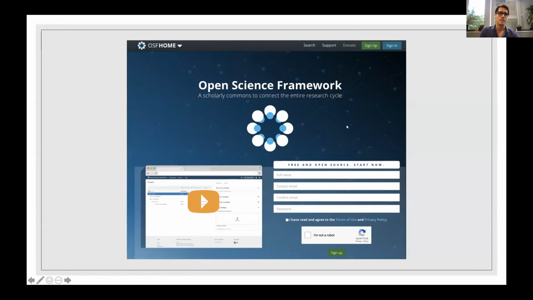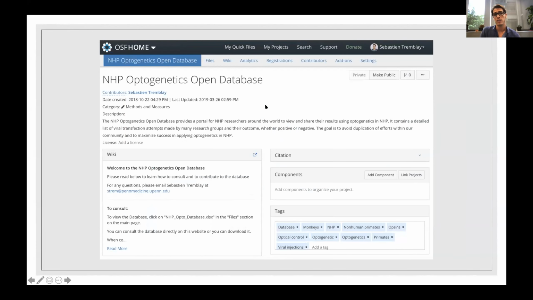So all of this data is an open science initiative. So everything is available on the Open Science Framework website. And you can access the database on this page, NHP Optogenetics Open Database, and you'll find a whole bunch of instructions about how to contribute and how to consult this database. And it's important for me to say that this is still an ongoing initiative. So if you want to contribute to this database, please do so. Reach out to me. You'll see my email address at the end on the last slide.